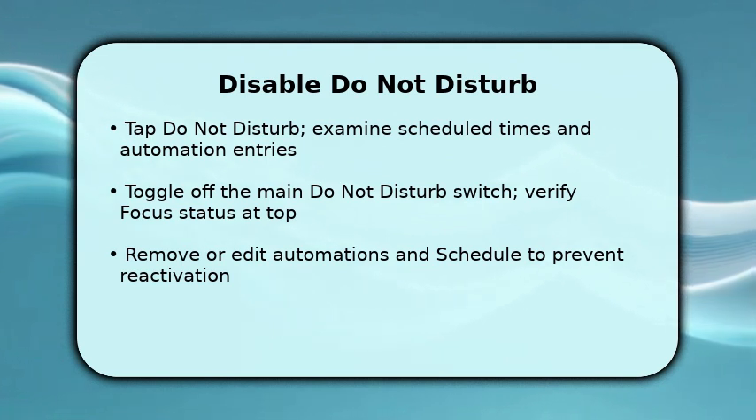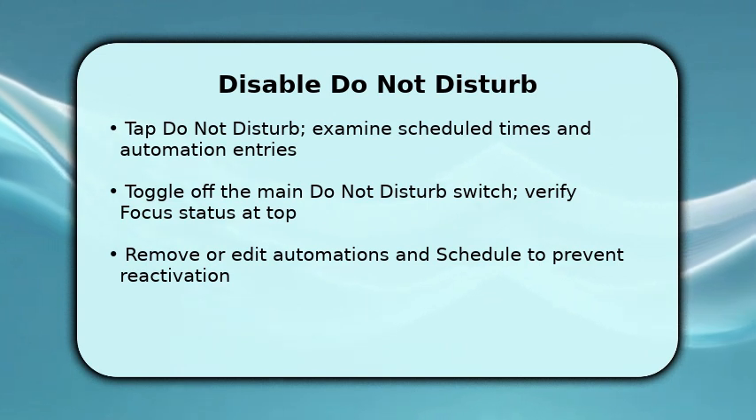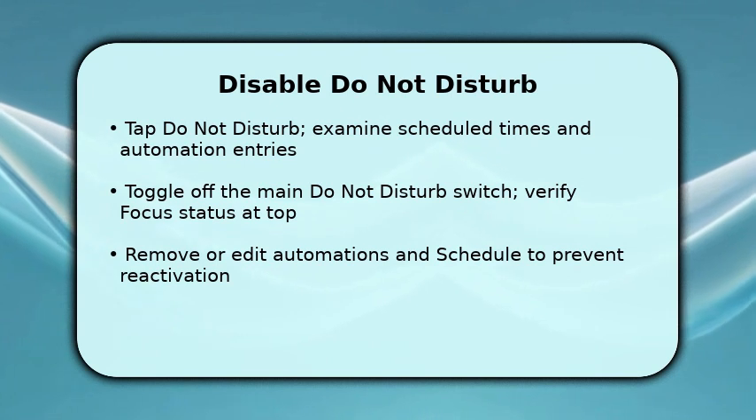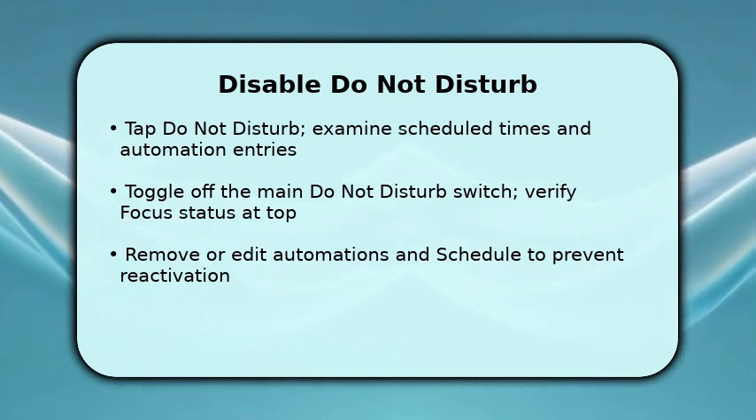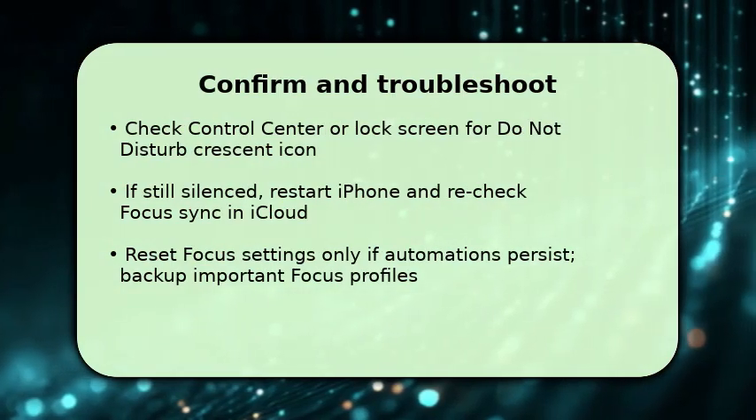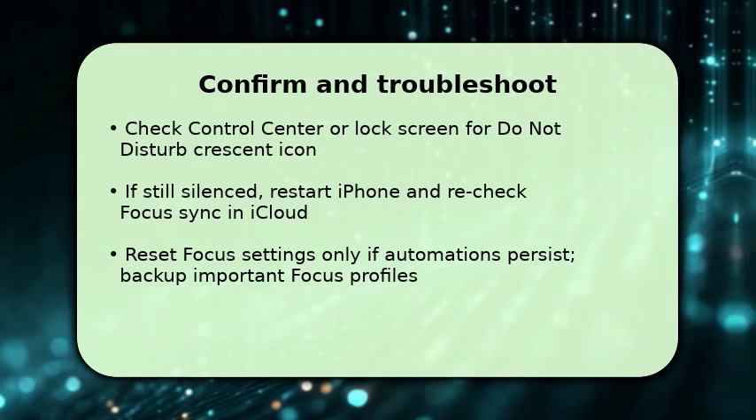If you use multiple devices with focus syncing, proceed to disable those automations as well to keep the setting from returning. Now confirm Do Not Disturb is truly off. Swipe into Control Center or look at the lock screen. The crescent icon should be gone. If notifications remain silenced, restart the iPhone to clear temporary state.